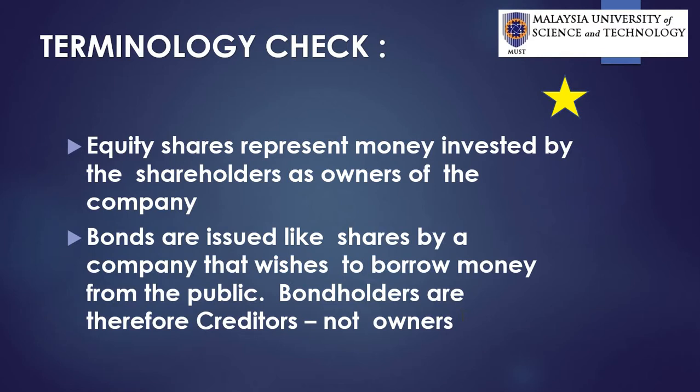Quick check on terminology again. Equity shares represent the money invested by shareholders, and they are the owners of the company. They are the risk takers. Bonds are issued like shares by a company, but when the company issues bonds, they are borrowing money from the public. So bondholders are creditors, not owners.